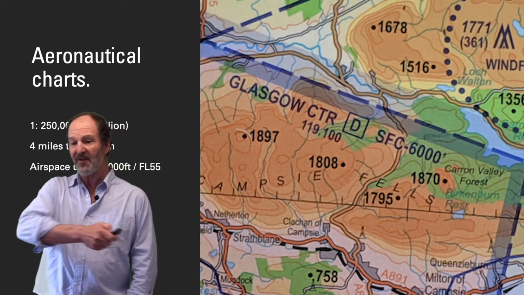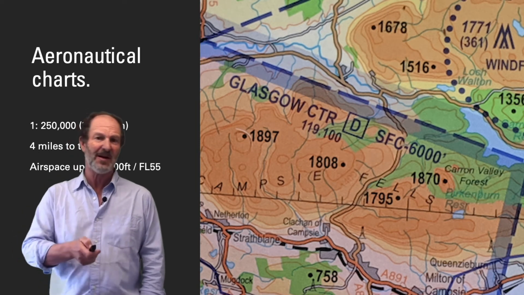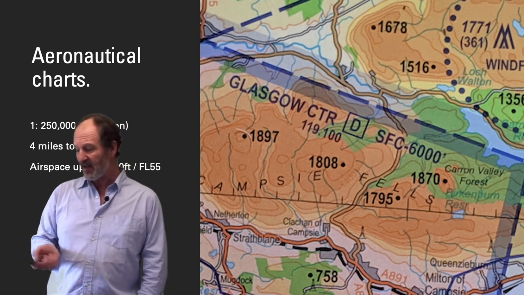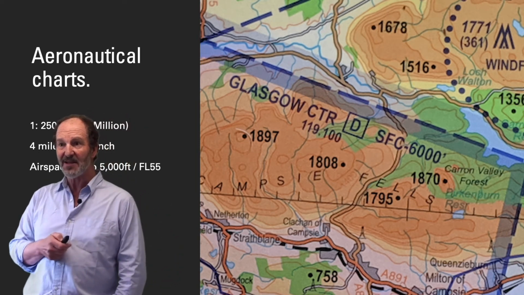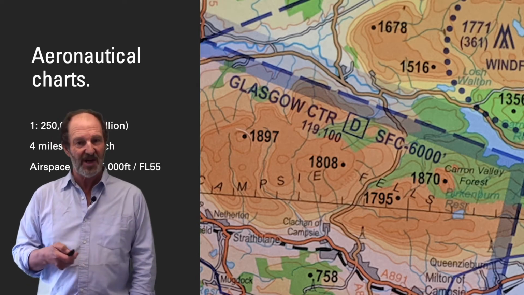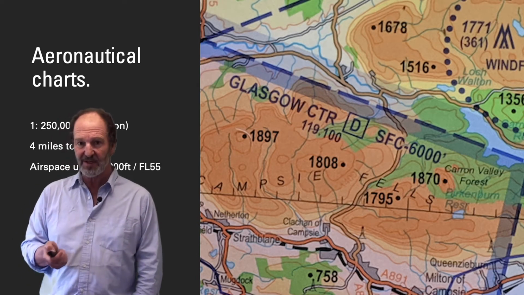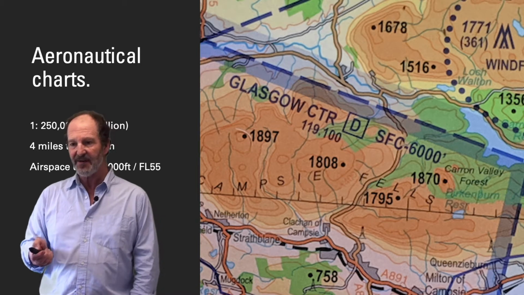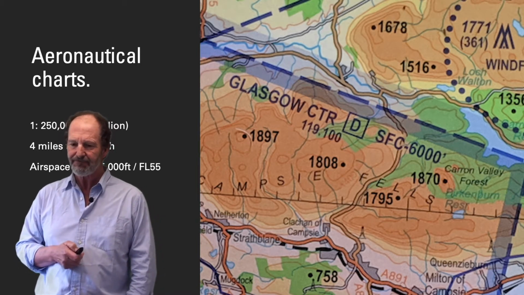The other thing is if you fly in different areas, because they cover a small area, you might need to buy several charts. They're kind of 20 quid a pop, and they become out of date every couple of years, so you have to keep buying them. So it's a significant expense. So that's the 250,000 chart.